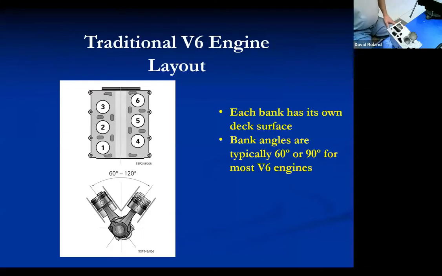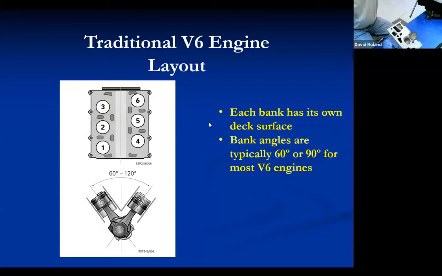All right, now we're going to look at some of the layouts of the engines. This is a traditional V6 engine. V6s are very common today, and basically they have two bank angles for most V6s. They'll either be a 60 degree angle between this bank of pistons and this bank of pistons, or it will be a 90 degree angle. Those are the traditional V6s, and you'll notice that the cylinders don't line up directly across from each other. They're staggered a little bit, and that's very typical of any V engine.